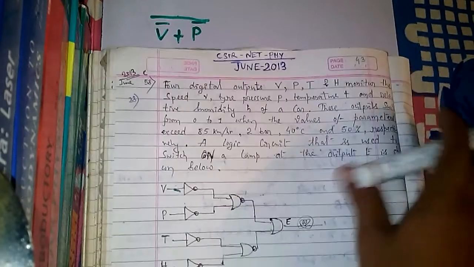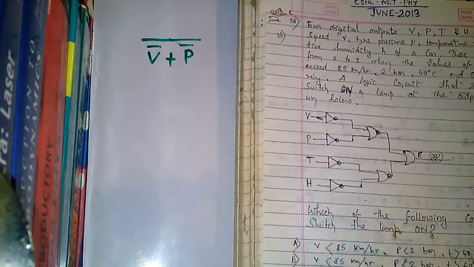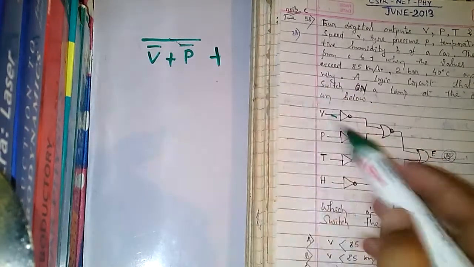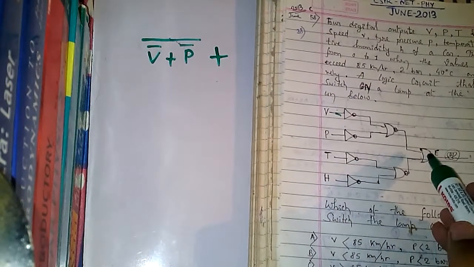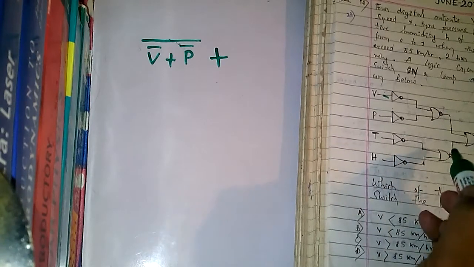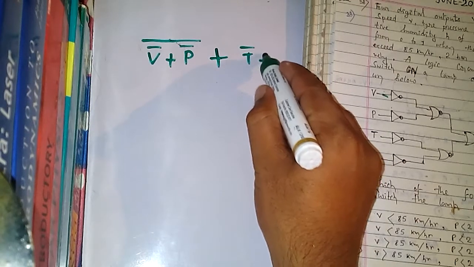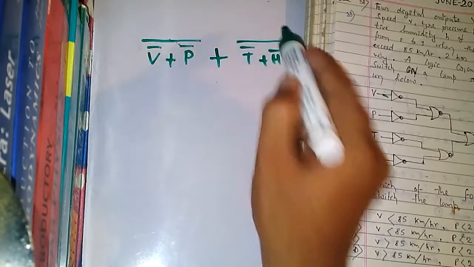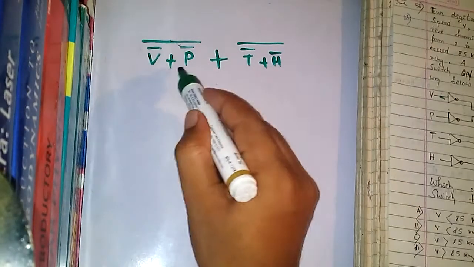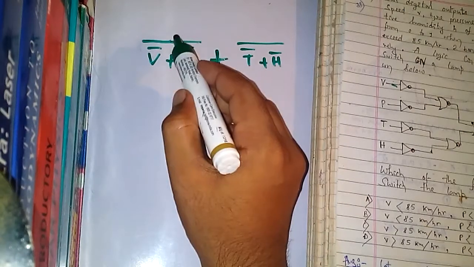Then this part finally goes to an OR gate with this signal. Now this signal is, let us write down, T bar, H bar, and this goes to a NOR gate, that means T bar OR H bar and NOT. This result and this result separately go to the OR gate, and this is it, we have already written. And this is E.